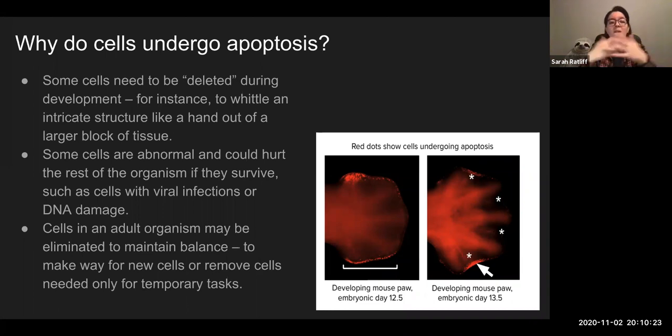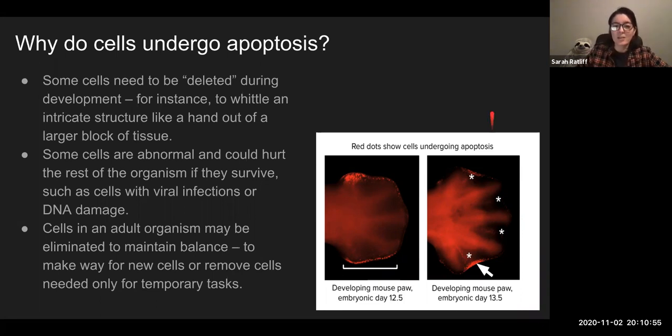So when we're talking about our hands, when they're first developed, they look like a mitten, essentially, like a flipper. And in order to get things like fingers, these cells in between our fingers have to get deleted. Otherwise, we just have this weird flipper hand. This is what our life would be. So those cells between our fingers need to get deleted. Apoptosis is how that happens.